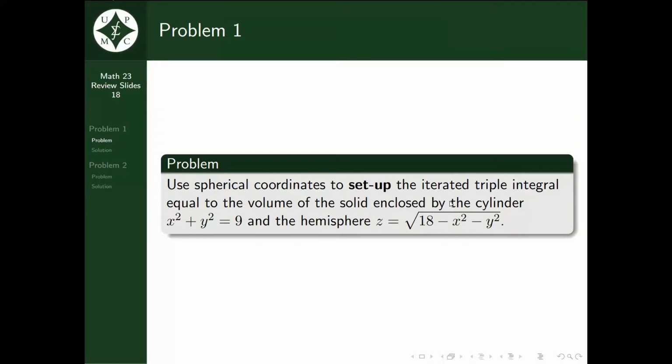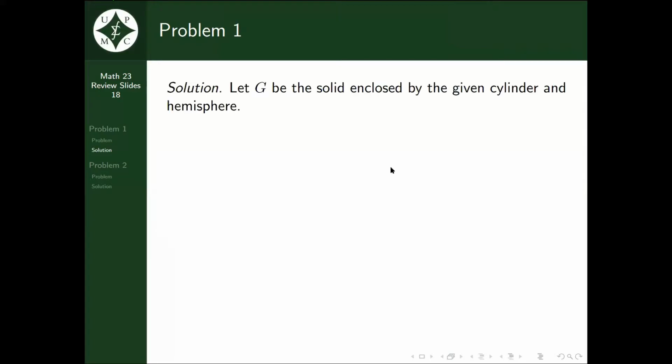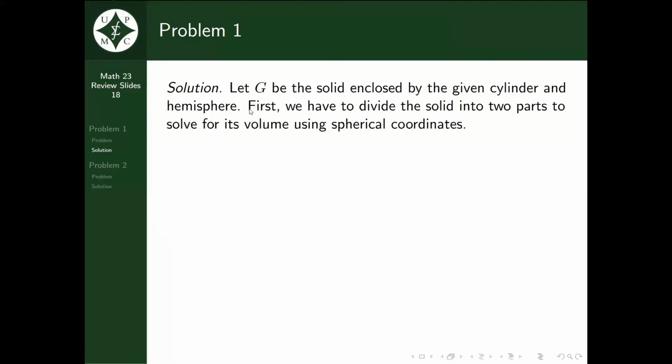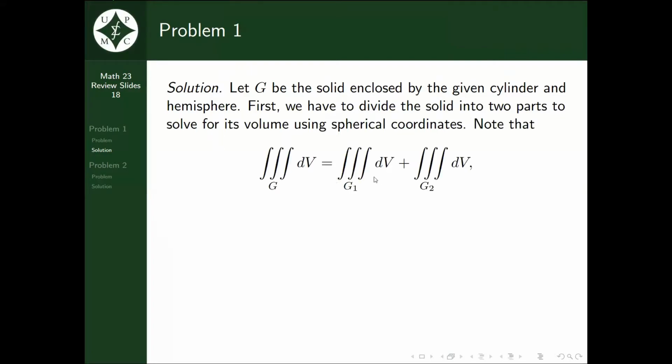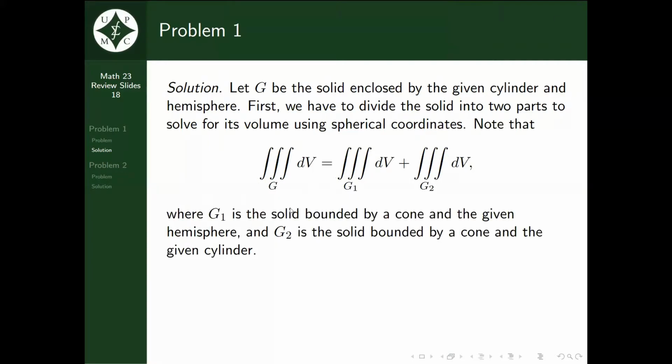So how do we go about actually integrating it or setting up the triple integral? Let G be that solid from earlier. In this case, we'll have to divide the solid into 2 parts, G1 and G2, where the first part is bounded by a cone and the hemisphere, and the second part is bounded by a cone and the cylinder. But you'll notice that there was no cone mentioned in the given. So why is there a cone here? It will make much more sense if I show it to you.